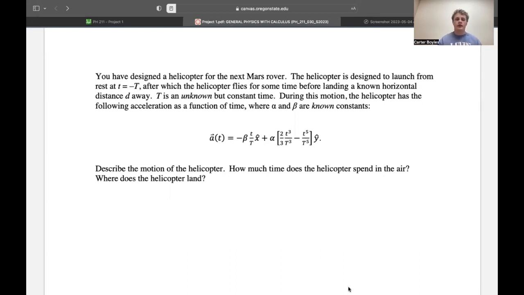As defined by the assignment, the helicopter takes off from rest at t equals negative capital T and flies some known horizontal distance d for an unknown amount of time. Its motion is described by this acceleration equation, where the first section is in the x direction and the next is the y direction.